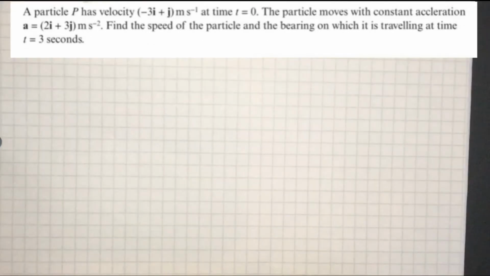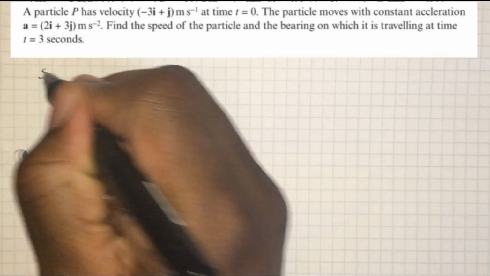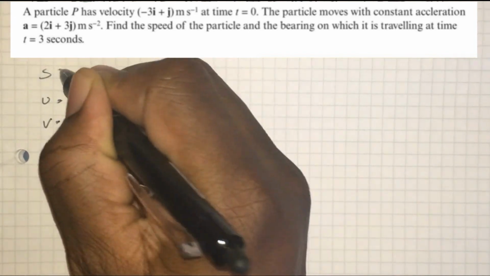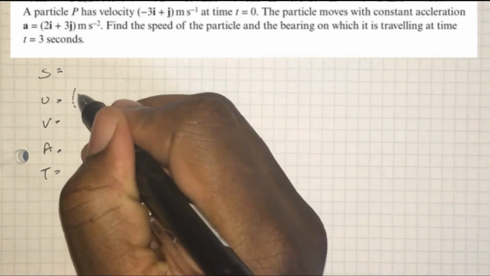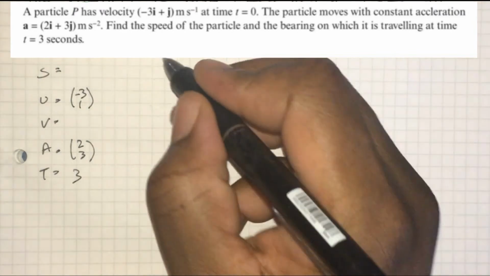Okay, let's look at another type of question. As I start to read through, I see that the particle moves with constant acceleration. Right there, it's not constant velocity, constant acceleration. I know it's a SUVAT question. So I'll start with my SUVAT variables, lay them all out, and just rereading, the initial velocity is (-3, 1), the acceleration is (2, 3), and we want to know what its velocity is after 3 seconds.